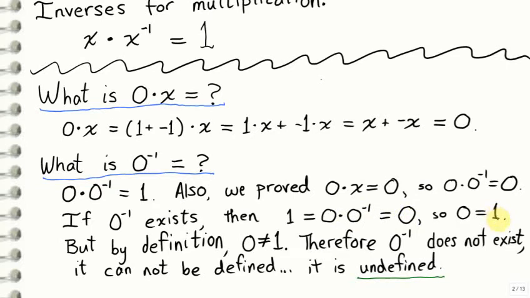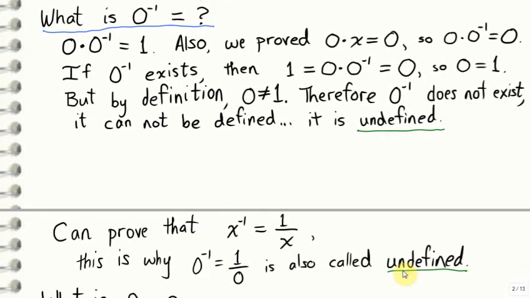But back when we defined 1, we said that it's a number different than 0. So if this exists, we get a result which is not true. Therefore, our initial assumption that 0 has an inverse is false. You can't define the inverse of 0 in any consistent way. That's why we say it's undefined. It actually contradicts one of the axioms.